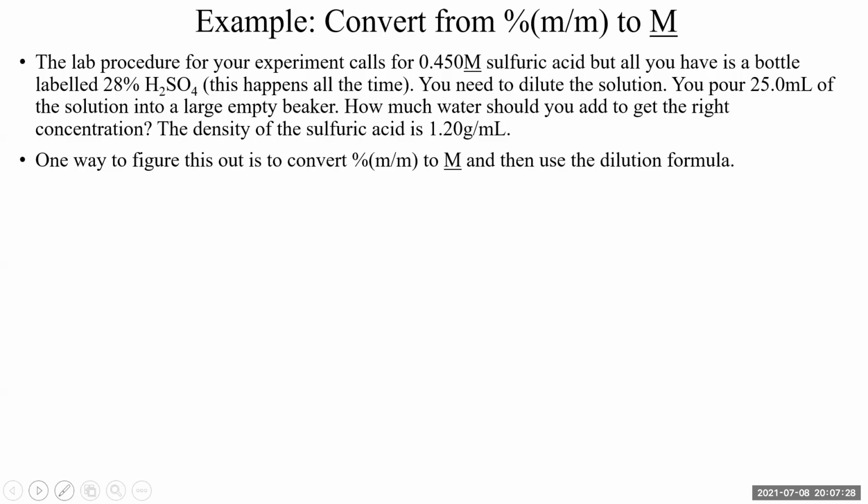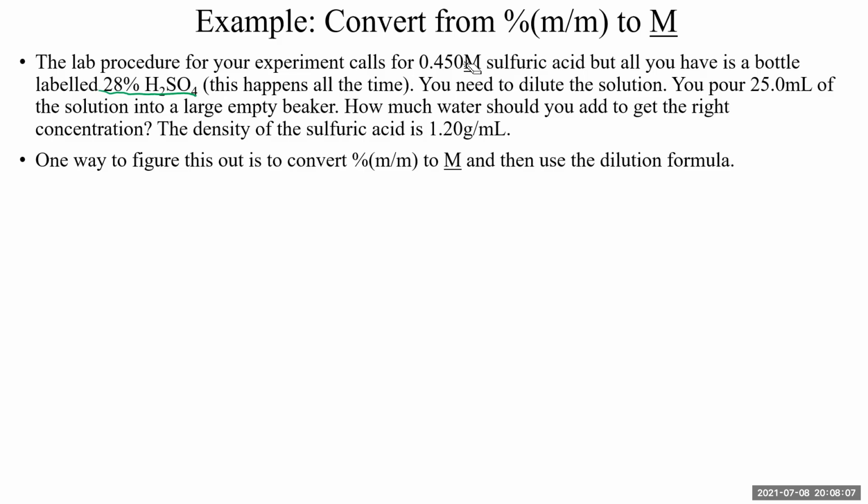So 0.450 molar sulfuric acid is what you're supposed to use, but all you have is a bottle that's labeled 28% sulfuric acid. This happens all the time. It really does. So what are you going to do? First of all, I'll tell you right now, if it's a double-digit percentage like 28%, chances are it's very concentrated, probably a lot more concentrated than what you need. So you're more than likely going to have to dilute it down by adding a bunch of water. The question, though, is how much water? Because how do you relate 28% to 0.45 molar?